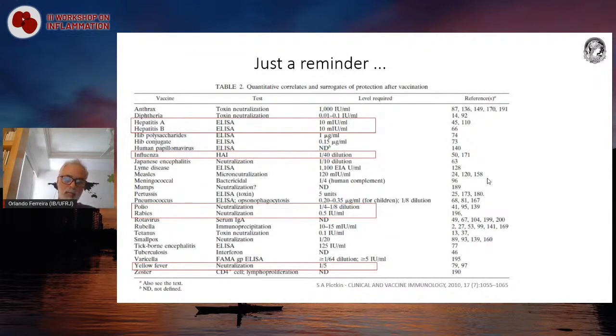Just as a reminder, if you don't know, using humoral response or antibody assays as a correlate of protection is the most common method for measuring protection against several infectious agents. Assays as simple as ELISA or even hemagglutination test that is used for influenza.